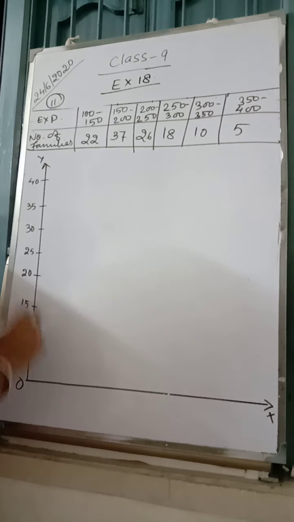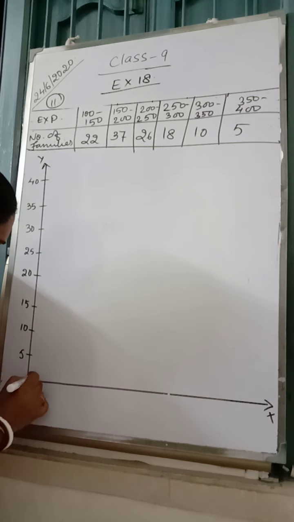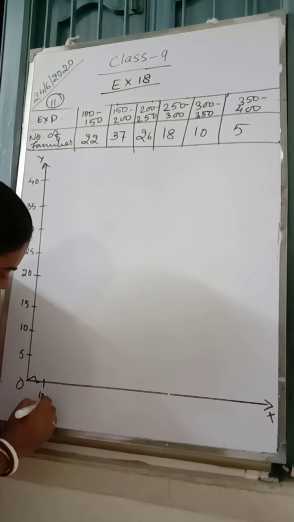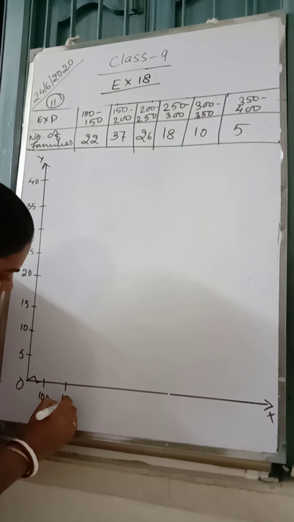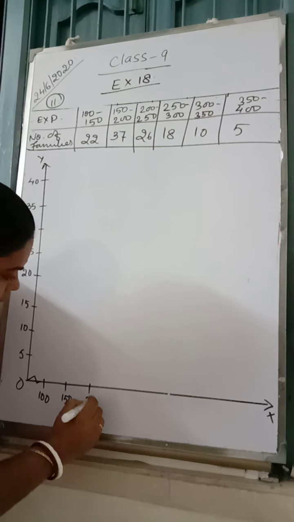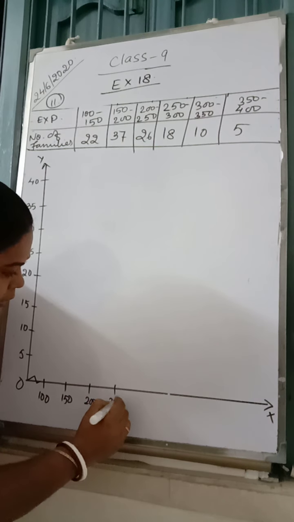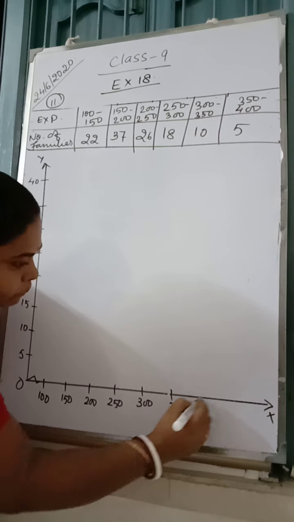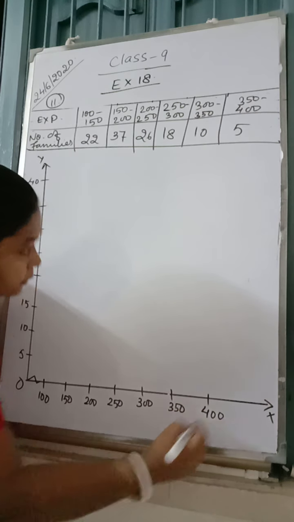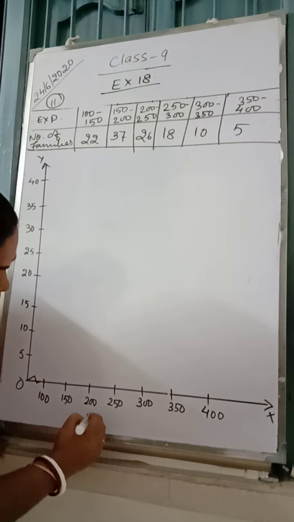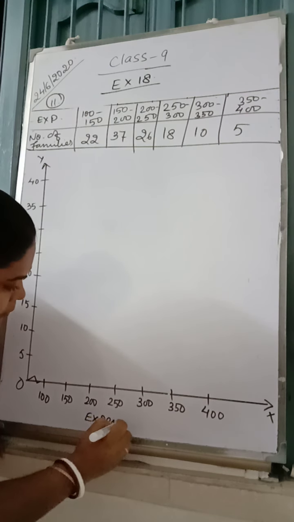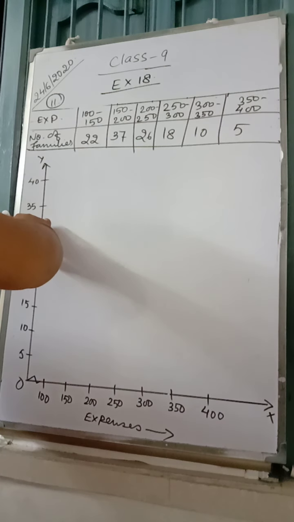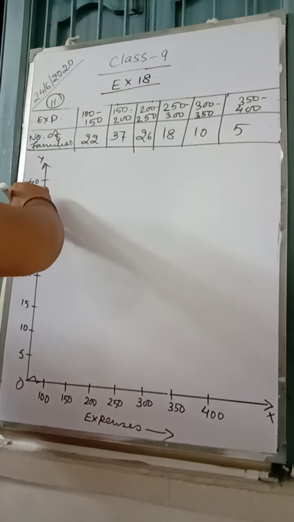Now see, you have a difference of 50. So what I am going to do, I am going to give a curved line starting with 100, 100, 150, 200, 250, 300, 350 and 400. What is this? This is expenses. And this is number of families.